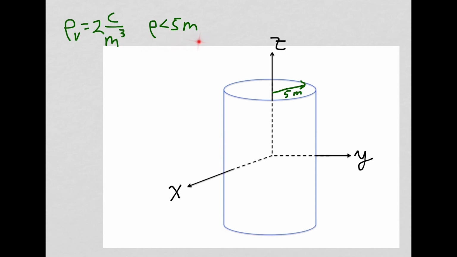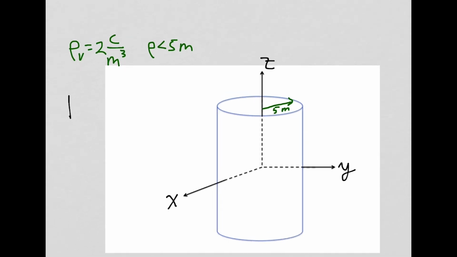The region rho less than 5 meters has a uniform volume charge density of 2 coulombs per meter cubed. And we're going to use Gauss's law to determine the electric field everywhere. From the cylindrical symmetry, we know that the electric flux density field will only have a component in the rho direction and only depend on rho.